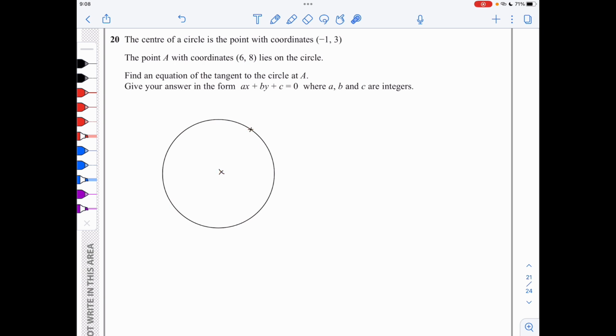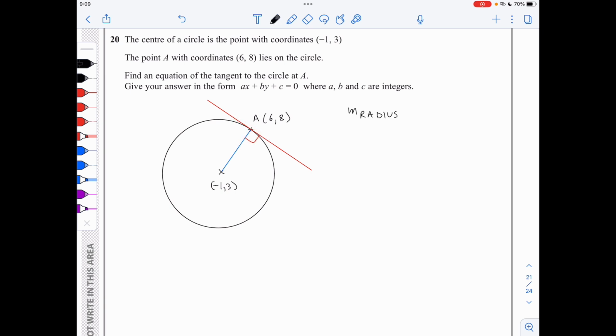I could join the 2 points together. The blue line is the radius, and I'm trying to determine the equation of the red line here, which is the tangent at the point A with coordinates 6, 8. The center is minus 1, 3. We know that the tangent with the radius at the point of contact form a right angle. So I will start by finding the gradient of the radius.